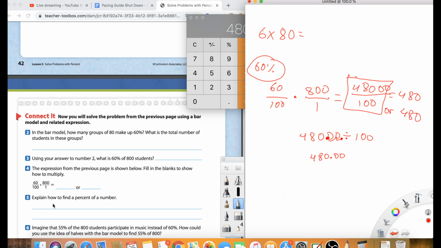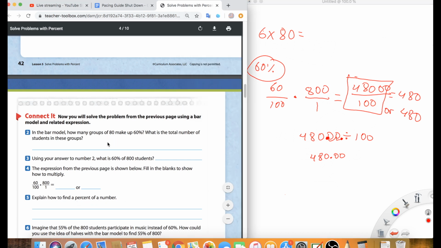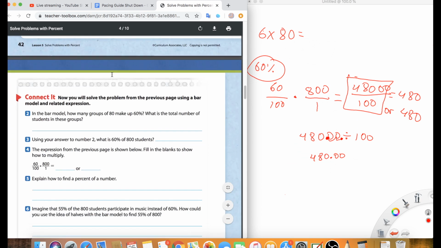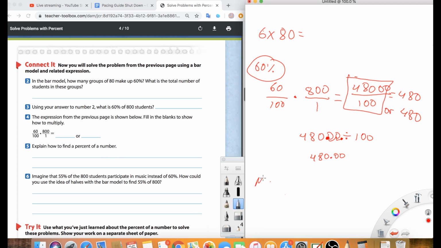Number 5 says explain how to find a percentage. How to find the percent of a number. Whenever you're finding a percent of a number, so in this problem, it was 60% of 800. When you explain how to find a percent of a number, you multiply the percentage by the number.